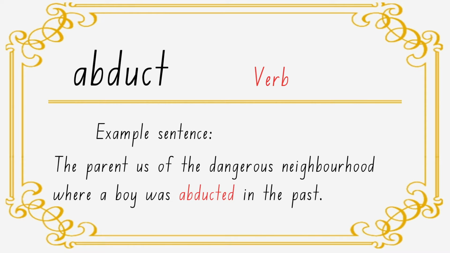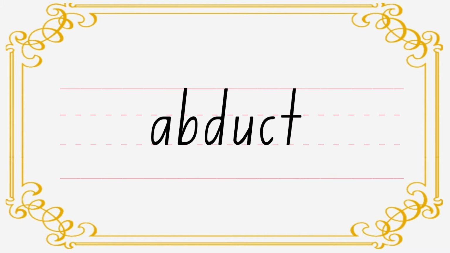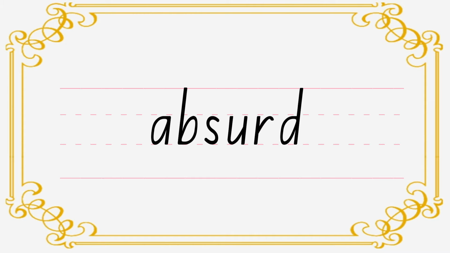When these words are being used in relation to the law though, for example, in court, there are technical differences between the two words. If you're interested in that, I would suggest doing some self-study. But yes, in terms of your writing, they are pretty much synonyms. For the spelling, there's nothing tricky here. Just sound it out. AB for ab and DUCT for duct. So ABDUCT spells abduct. The next word is absurd.